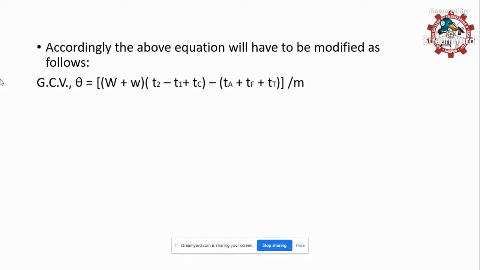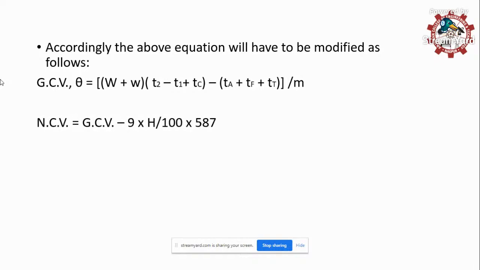Agreed? Yes? क्योंकि पानी ने भी तो heat लेके रखा है. That heat has to be taken out and it has to be added to it. Henceforth, see, cooling correction is being added, whereas the other corrections are being subtracted from the total gross calorific value. What are the corrections which is being subtracted? That is acid value correction, fuse wire correction and cotton thread correction. Upon M, it remains same. Agreed?